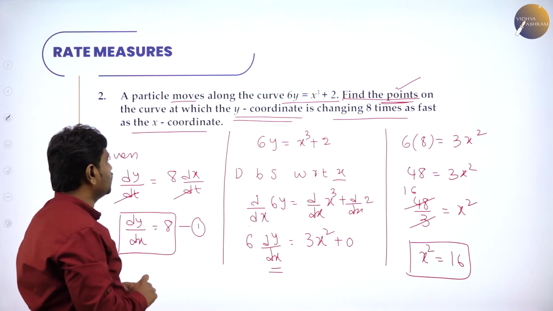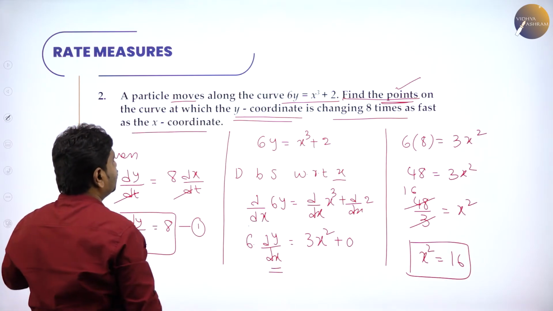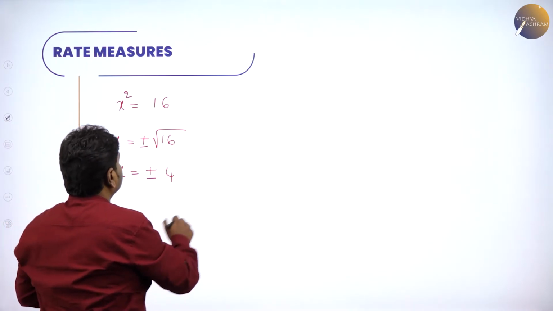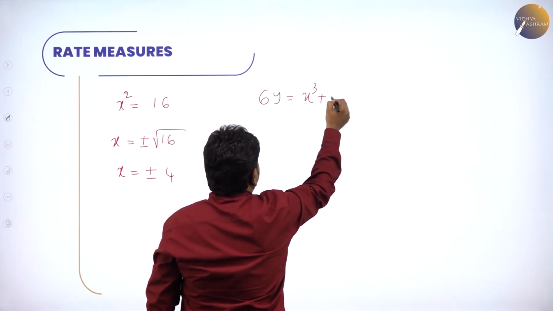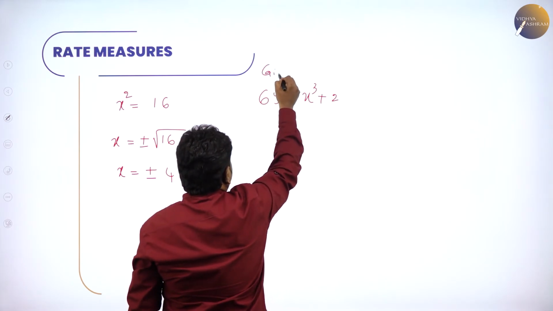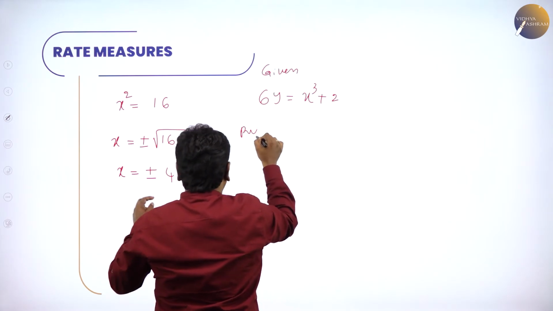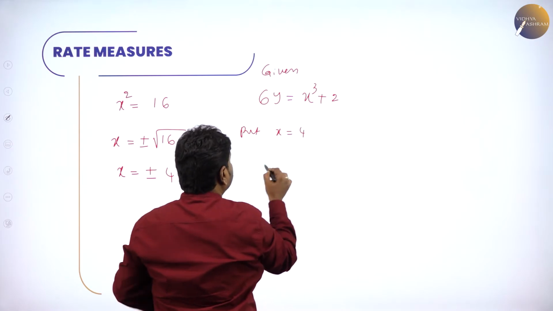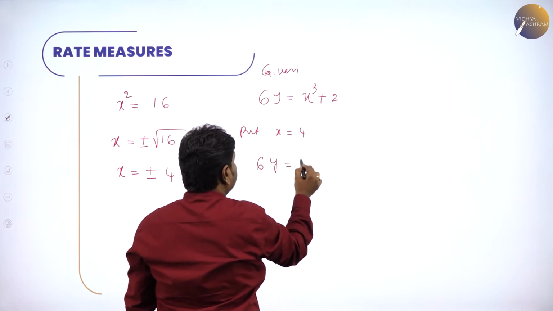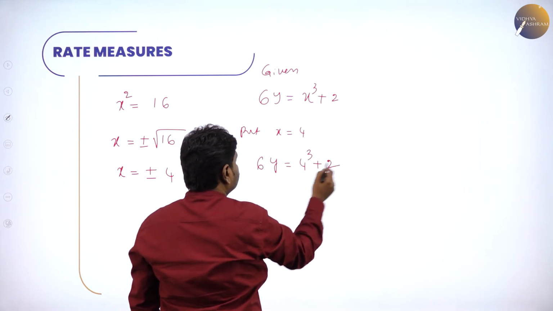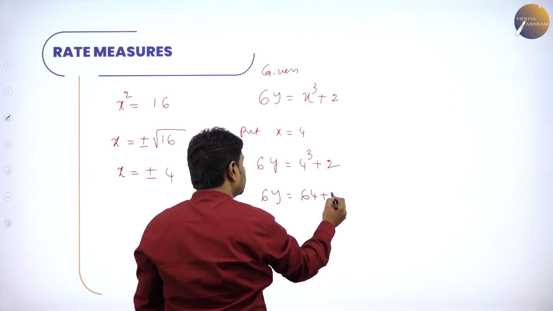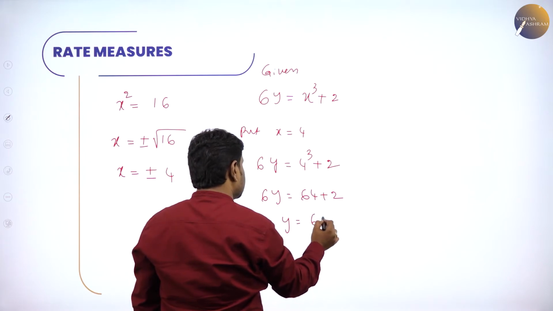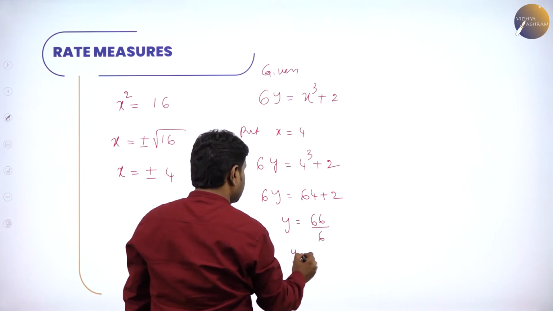So now you got x. If you want to find y, substitute in the equation. 6y is equal to x cube plus 2. Take the equation 6y is equal to x cube plus 2, they have given the curve. Now put one of the x values, x is equal to positive 4. If you put it, 6 into y is equal to 4 cube plus 2. So 6y is equal to 4 4s are 16, 4 16s are 64, plus 2. So y is equal to 66 divided by 6. Y is equal to 11.